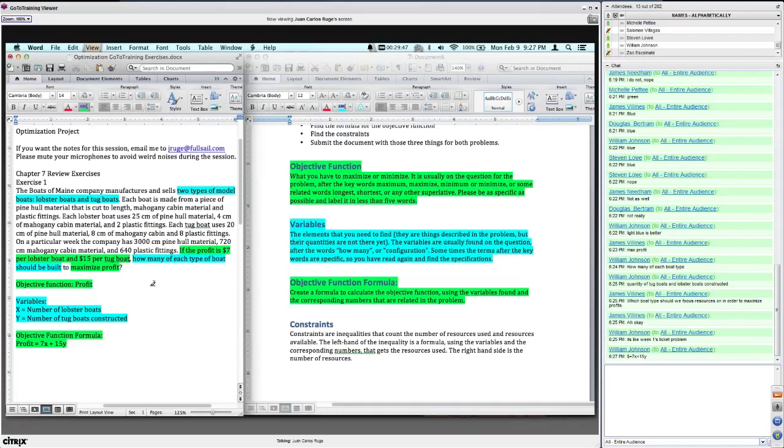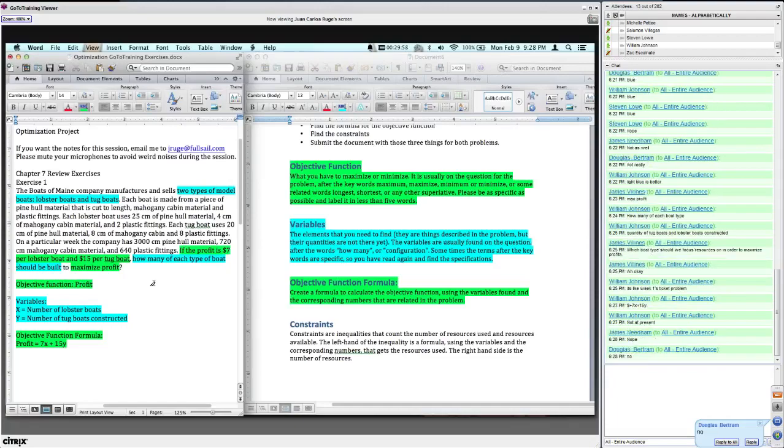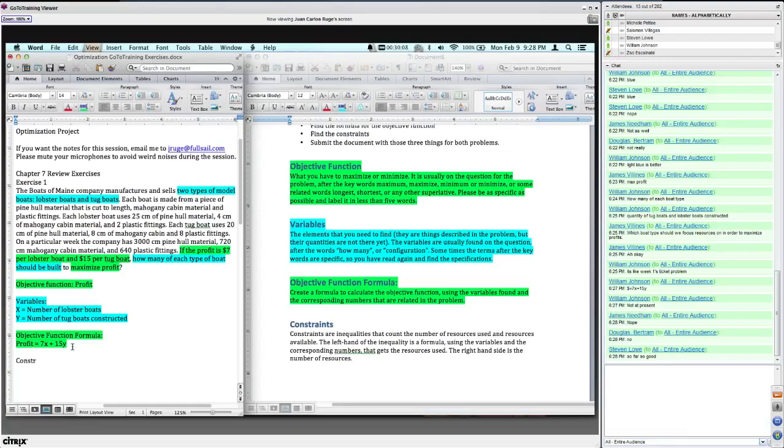Okay, guys, questions so far about the objective function and the variables? Okay, guys. Now we're going to go with the constraints.